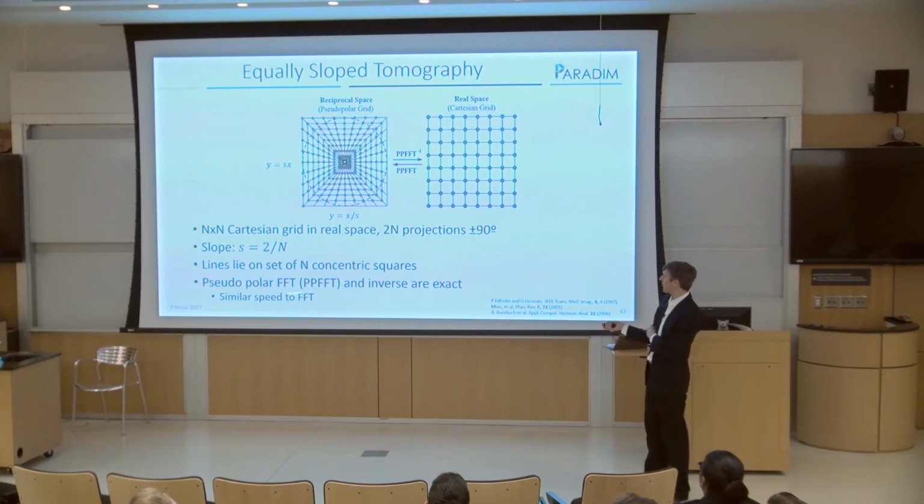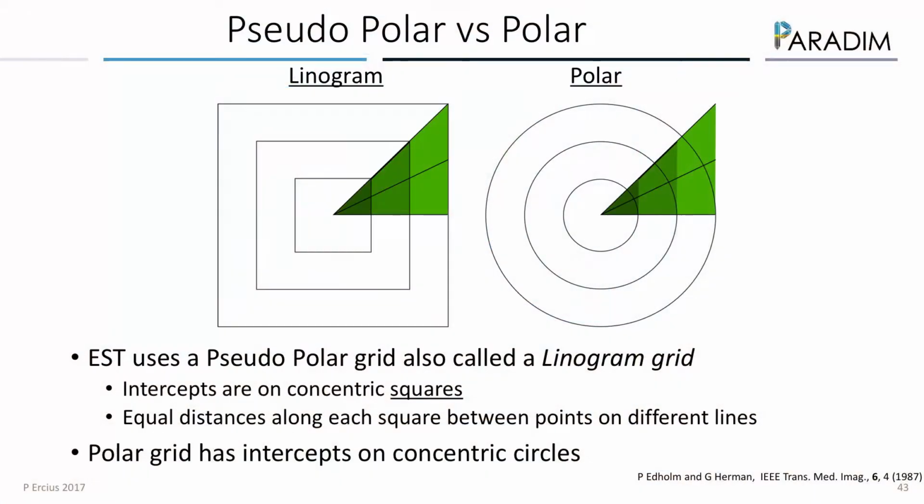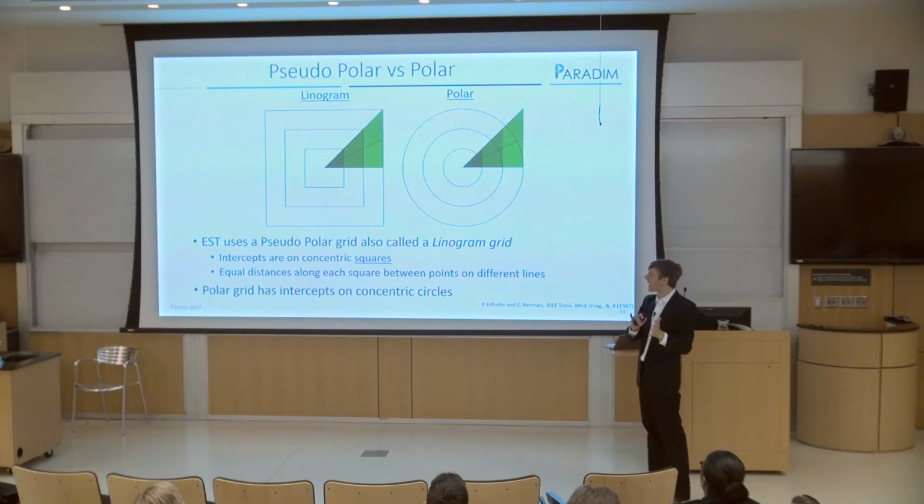So this pseudo-polar FFT is invertible and technically exact, although our data is not. And it has a very similar speed to the normal Fourier transform, so that makes it very fast. The idea behind this is called equally sloped tomography. That's the name that we gave it.